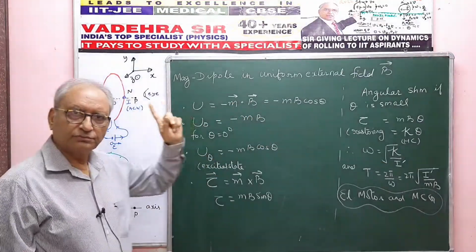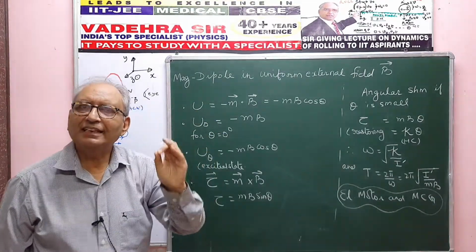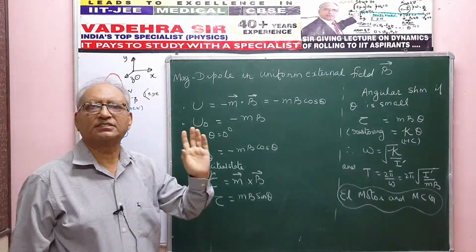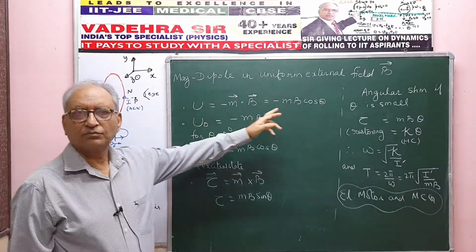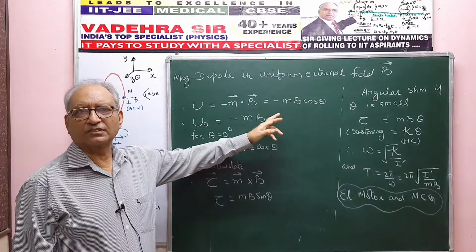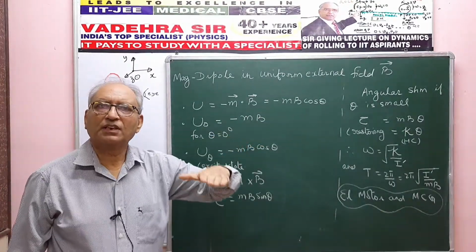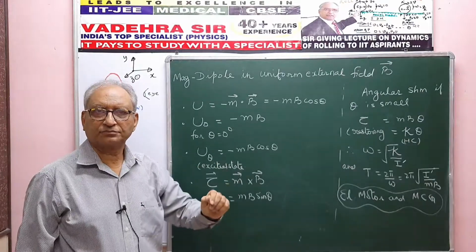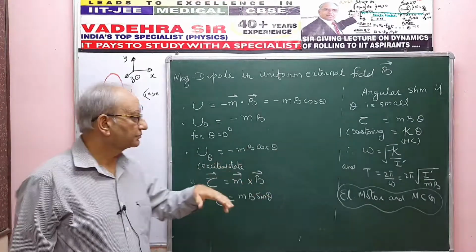U naught for theta equal to 0 degree is the state of least magnetic potential energy. In the least magnetic potential energy state, theta is 0 degree, cos theta is 1, so it is minus MB. This is the most stable state. Call it the equilibrium state.